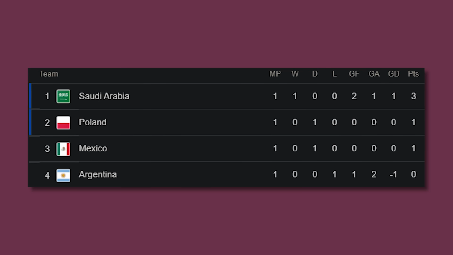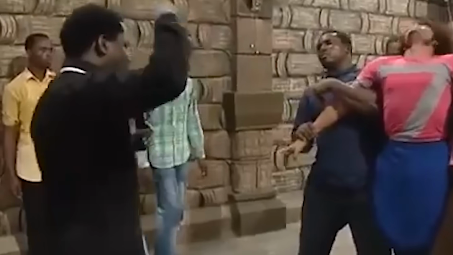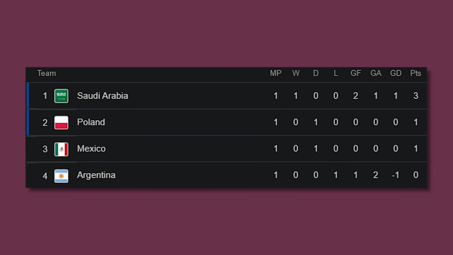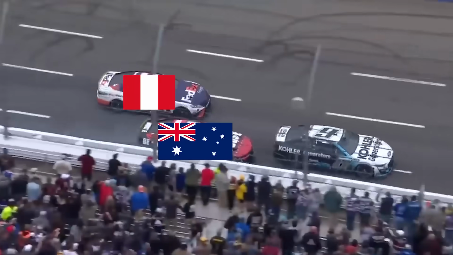If you told someone during the initial draws that Saudi Arabia would find themselves top of Group C after Matchday 1, you'd probably be sent to the nearest psychiatric ward. But here they are, proving pretty much 95% of the world wrong. The last match of the third day was France vs Australia in Group D. Australia entering this World Cup was like a college kid hopping over the fence to sneak into a frat party.